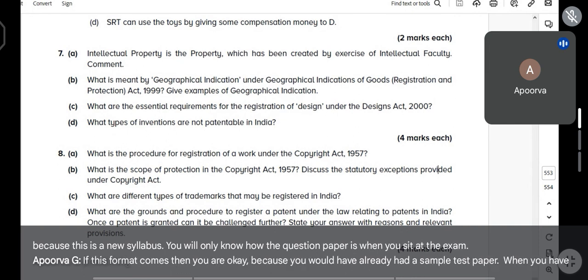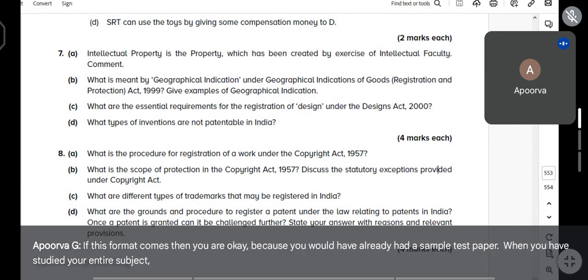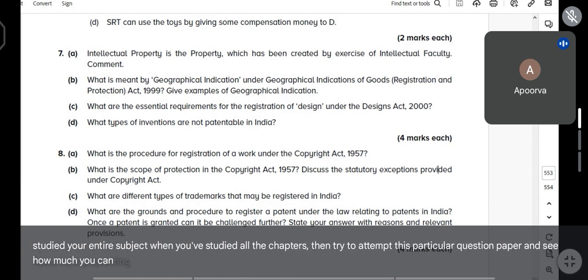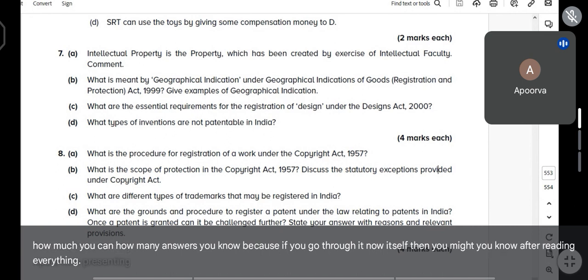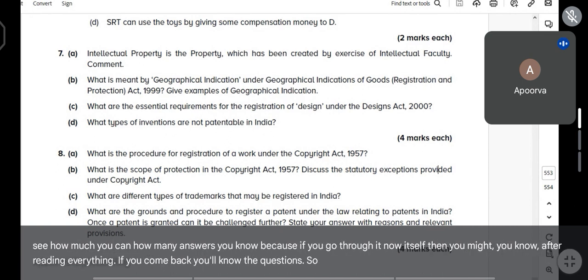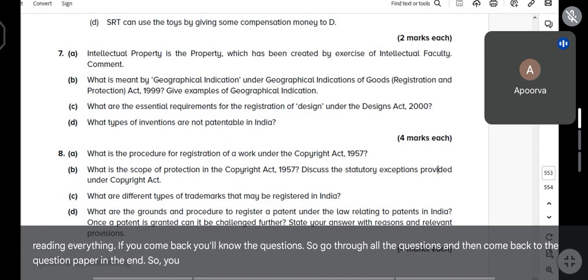When you have studied your entire subject, when you've studied all the chapters, then try to attempt this particular question paper and see how many answers you know. Because if you go through it now itself, then after reading everything, if you come back, you'll know the questions. So go through all the questions and then come back to the question paper in the end. So you will know how you are faring.